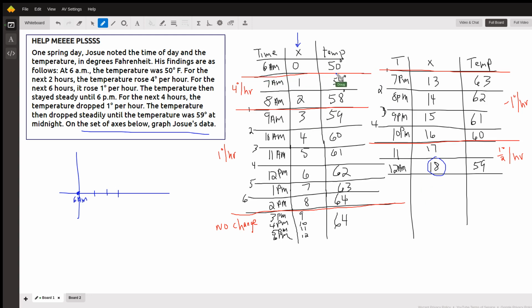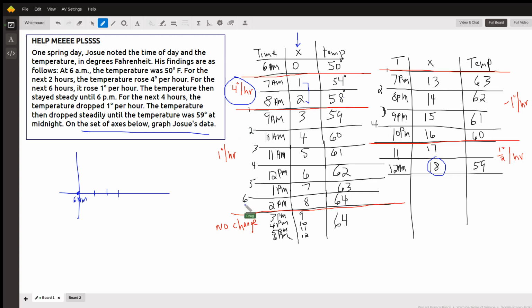Okay, at 6 a.m. the temperature is 50 degrees. That's the initial temperature. And then for the next 2 hours, the temperature goes up 4 degrees per hour. That's called a rate of change. So every time the hour goes up by 1, the temperature goes up by 4. Up by 1, up by 4.